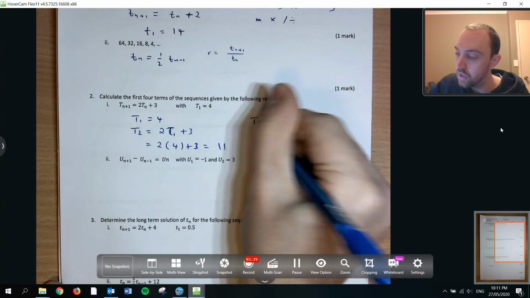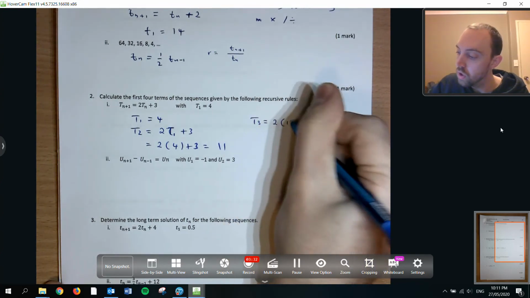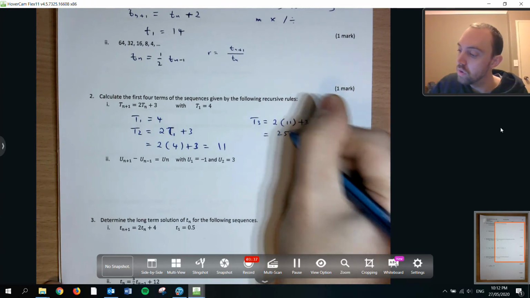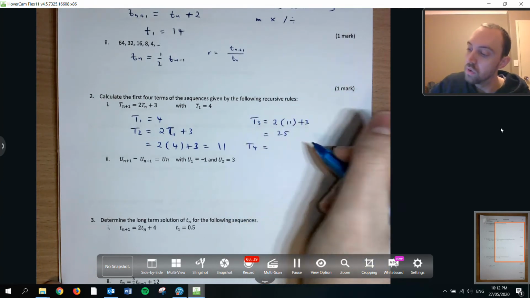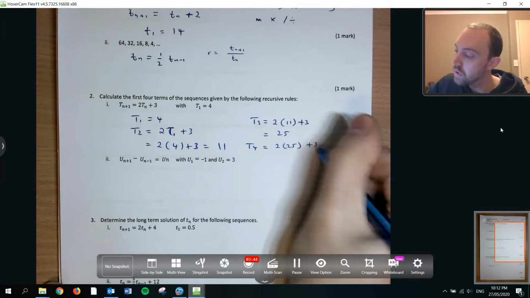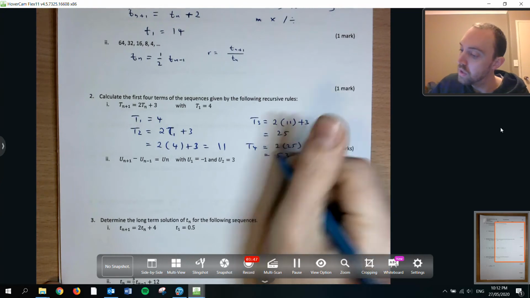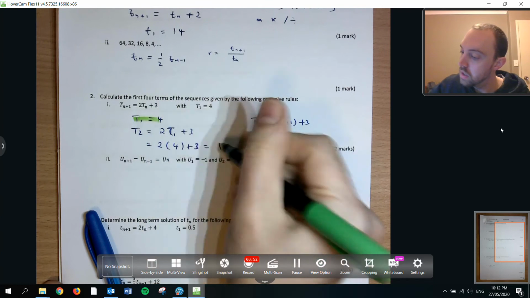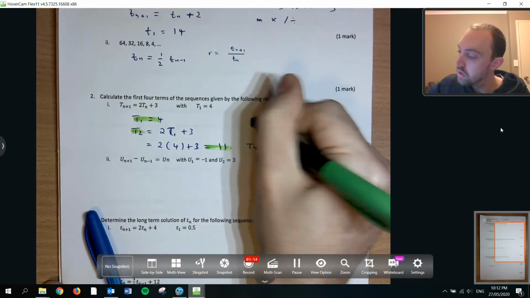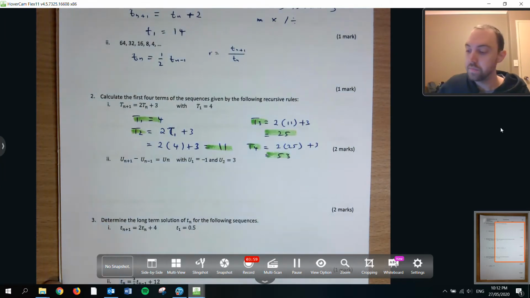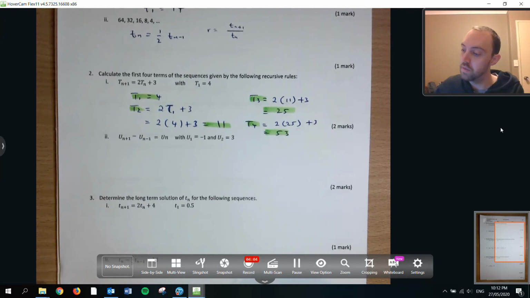So T3 will be 2 lots of 11 plus 3, which is 25. T4 is equal to 2 lots of 25 plus 3, that's equal to 53. So I've got, I'll highlight it, T1, T2, T3, and T4. Cool, I think we're done with that one. We've got our first 4 terms.